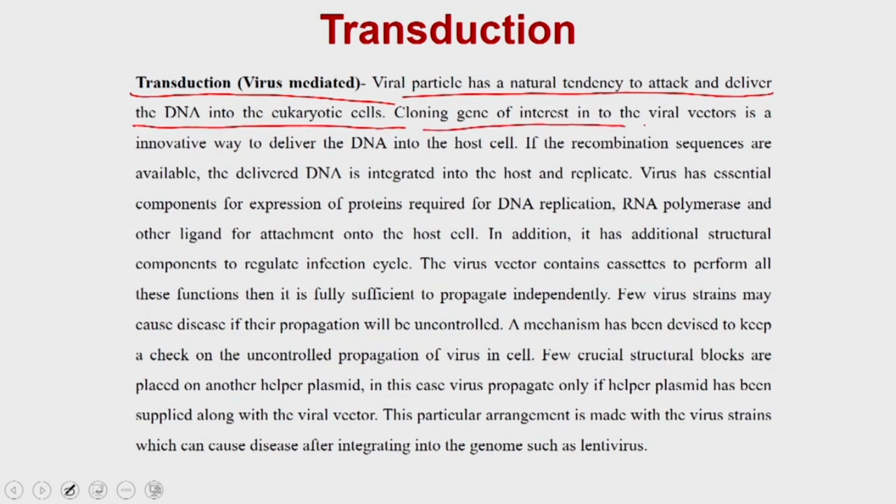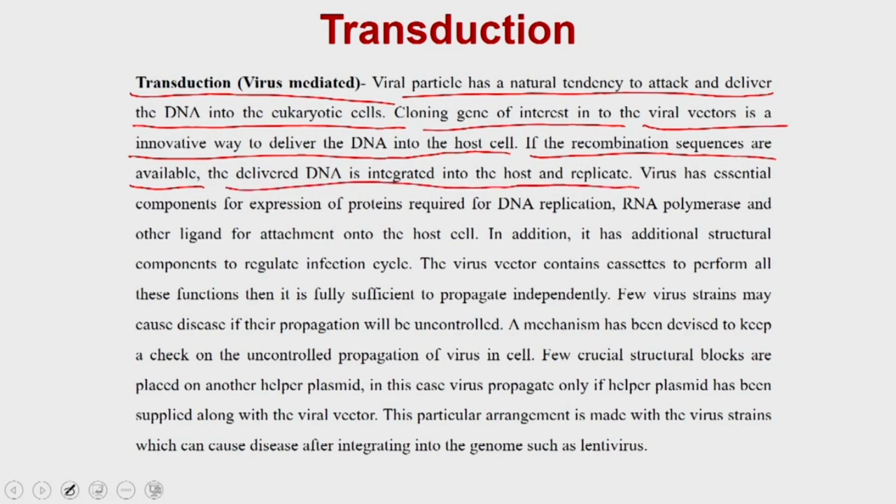Cloning a gene of interest into a viral vector is an innovative way to deliver the DNA into the host cells. If the gene or the adjoining recombination sequences are also provided, then the delivered DNA is going to integrate into the host, and that is how it is going to replicate along with the mammalian cells. The virus has the essential components for expression of the proteins required for DNA replication, RNA polymerase and other ligands for attachment onto the cell.